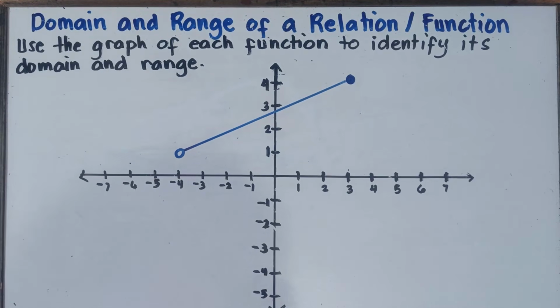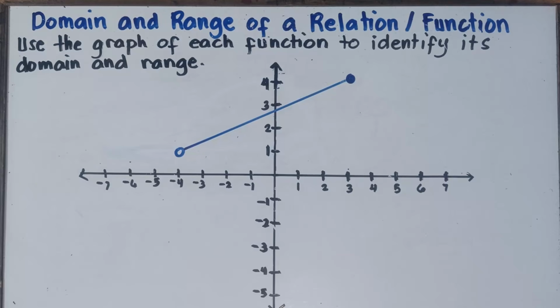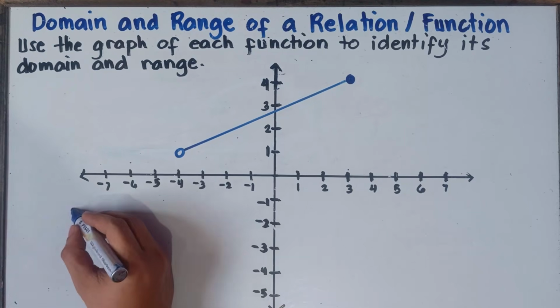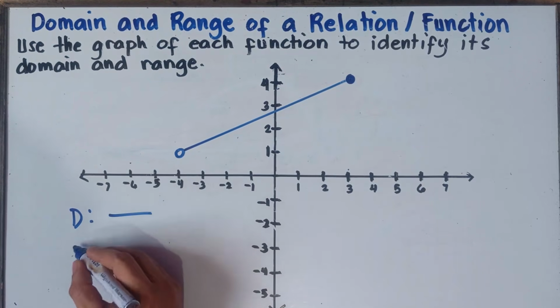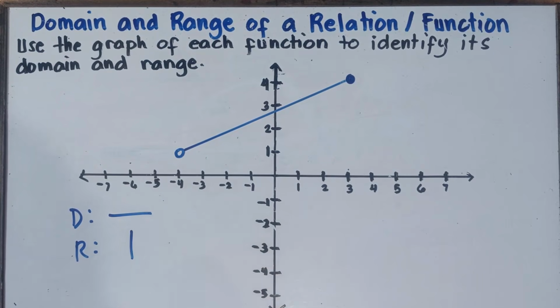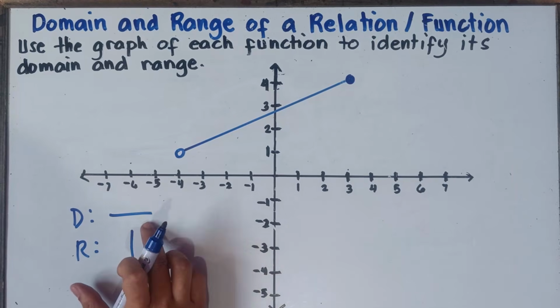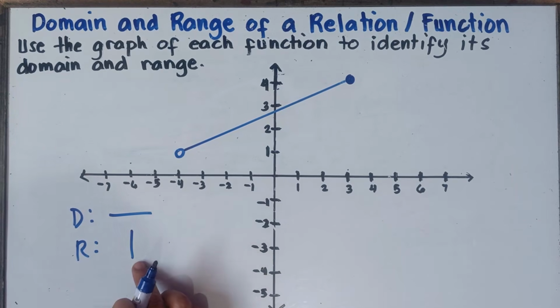Once again, class, we know that the domain will be the set of x values, and the range will be the set of y values, right? So with regards to the graph, the domain will be the horizontal distance, and the range will be the vertical distance.